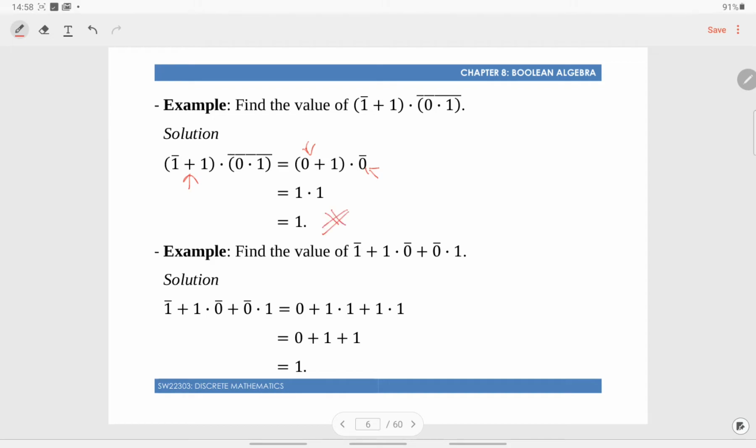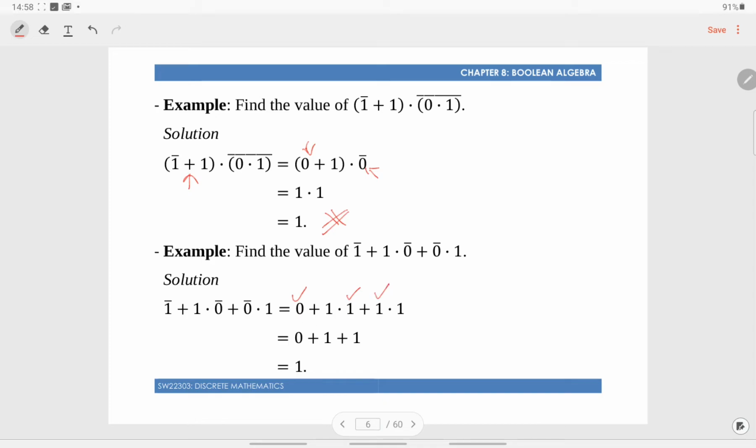So that's the answer for this problem. The next problem doesn't have any parentheses. So after parentheses, the highest priority is complement. So we solve all the complements first. 1 complement equals 0. And then we have 0 complement equals 1. 0 complement again equals 1.